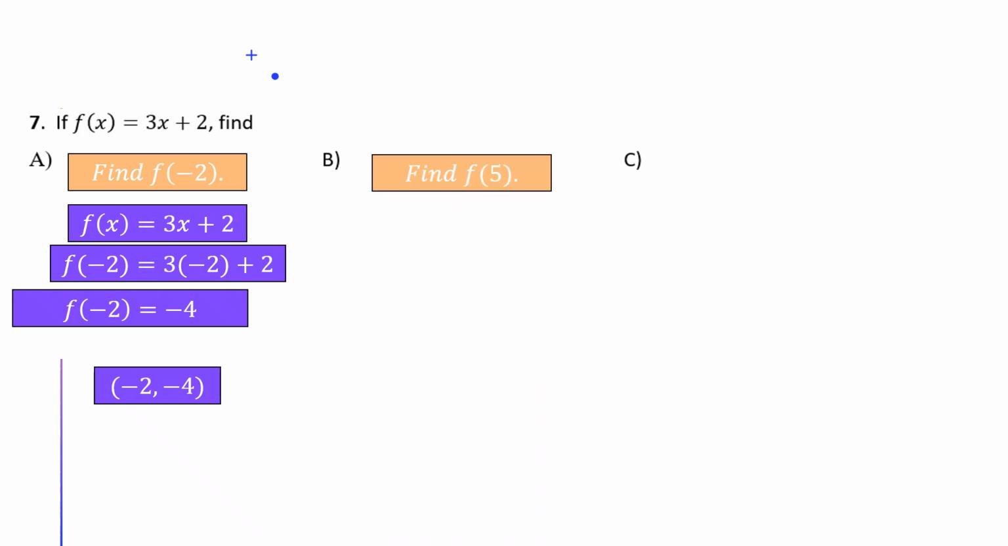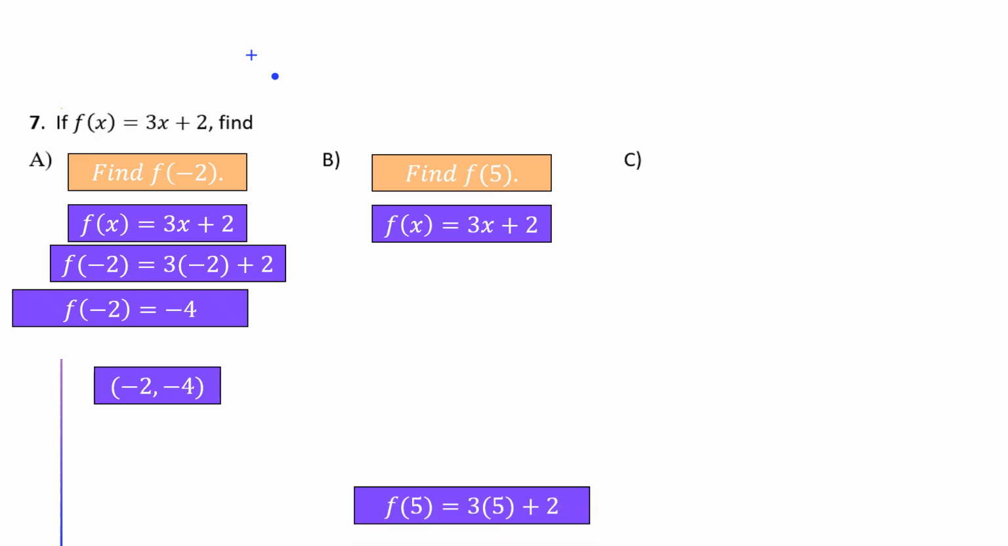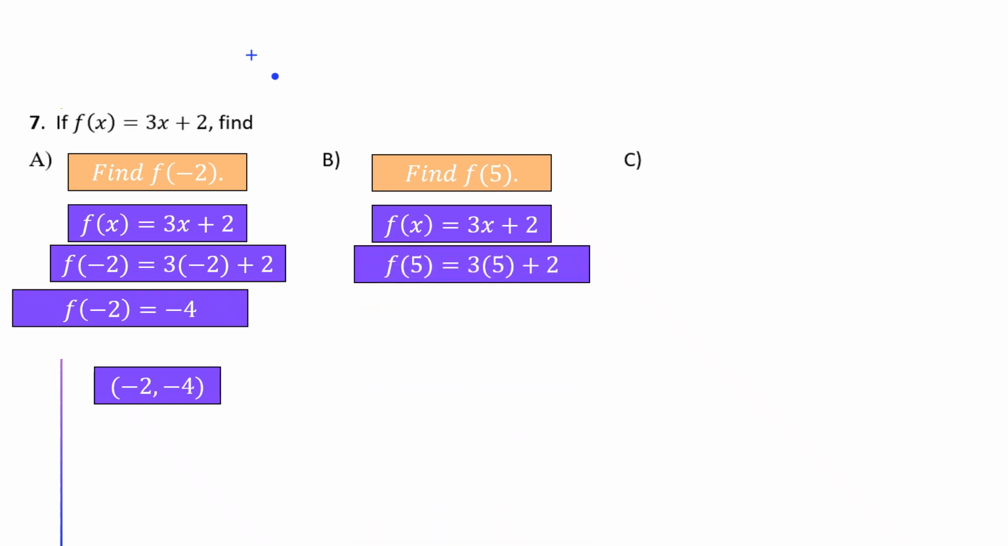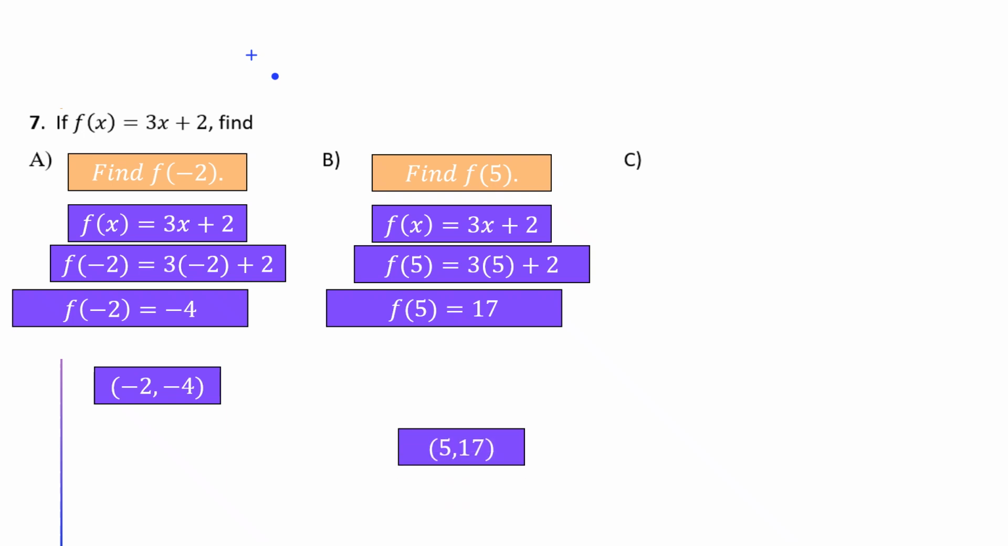So now let's go ahead and see if we can find f of 5. Pause the video and see if you can go ahead and substitute and find that, and then come back and check your answer. Start with the function, substitute in 5 for x, and then evaluate. So f of 5 would be equal to 15 plus 2 or 17. The ordered pair to go with that would be 5, 17.